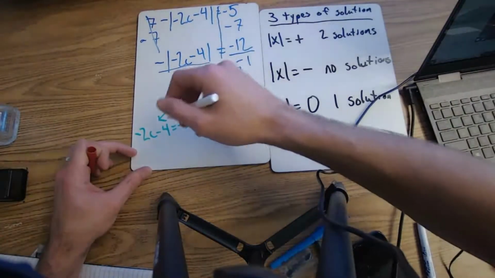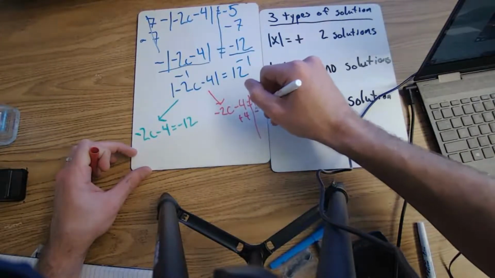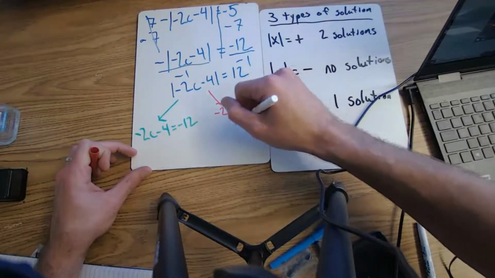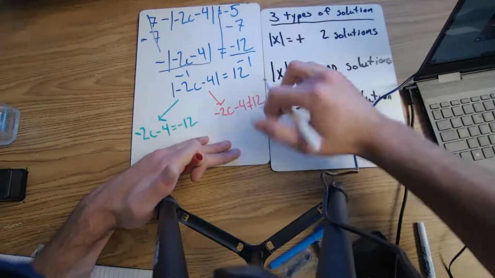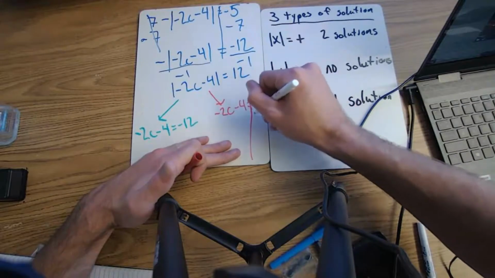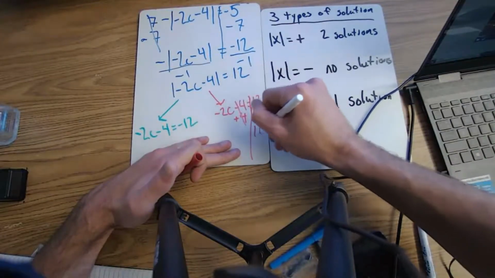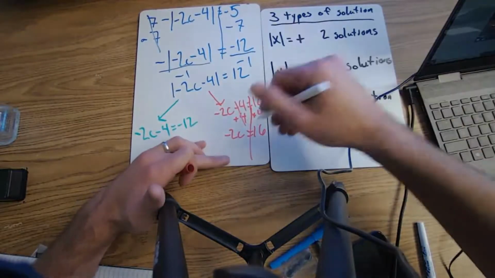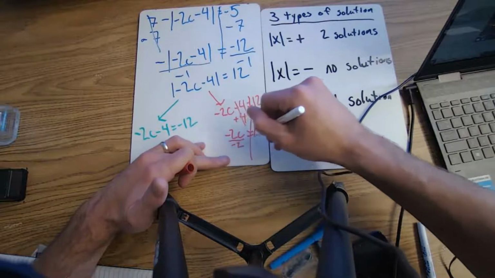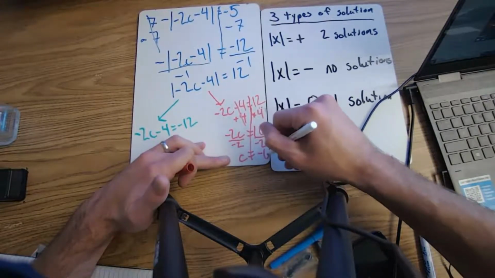Alright, so for both of these, we can do the exact same stuff. Let's add 4 to both sides. There we go. Add 4, add 4. Those cancel out. I'll get 16 over here. Negative 2c. And divide by negative 2. C could be negative 8.